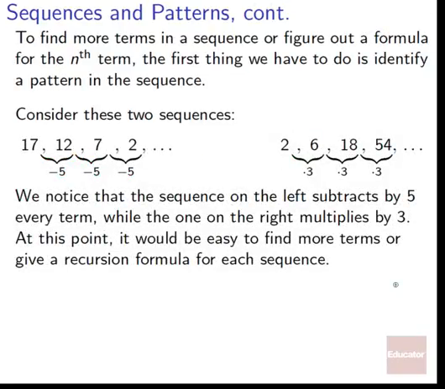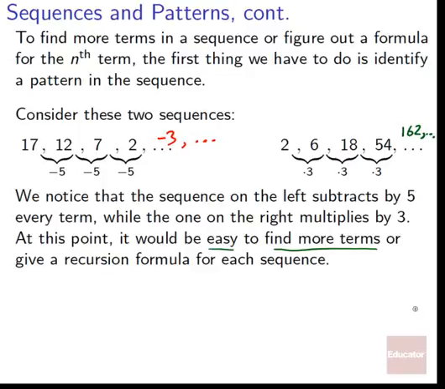We notice that the sequence on the left subtracts by 5 every term, the one on the right multiplies by 3. At this point, it would be easy to find more terms, right? If we wanted to find the next term in the sequence 17, 12, 7, 2, we'd just subtract by 5 again, so 2 minus 5 would get us negative 3, and we'd be able to keep going if we wanted to. Similarly, over here, if we wanted to figure out the next term in 2, 6, 18, 54, we just have to multiply by 3 again. So what would come after that? 54 times 3: 150 plus 4 times 3, 12, so 162. So we'd get 162 as the next one, and we'd be able to continue on in that manner if we wanted to find any more terms in the sequence.